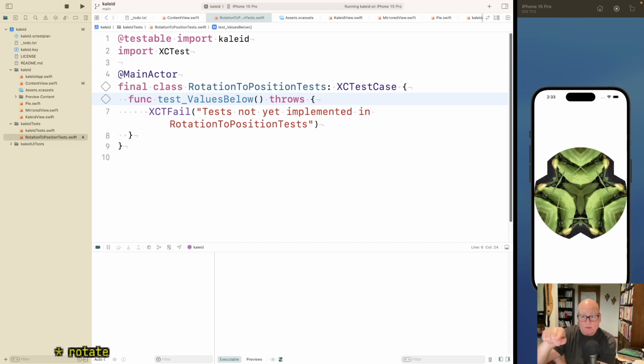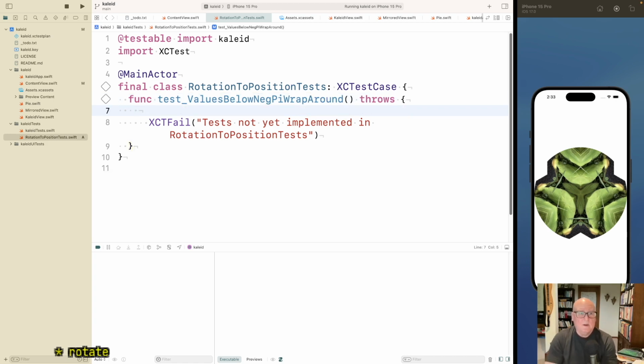So in polar coordinates, right? 0 is, well, over here for you. 0 starts and then wrap it around to pi and then to 2 pi. But you can also go 0 to -pi to 2 pi to -2 pi. So below -pi, wrap around.